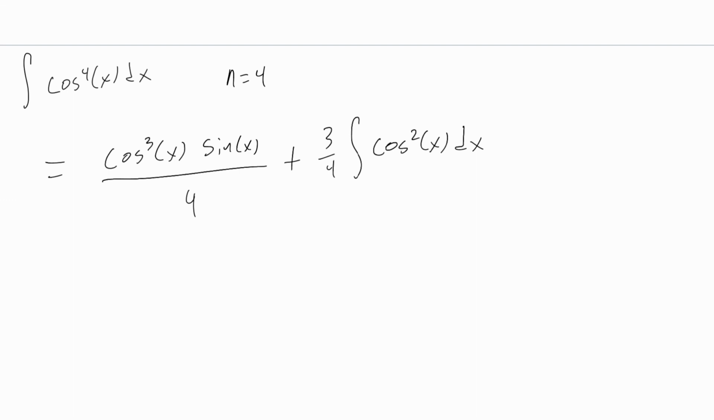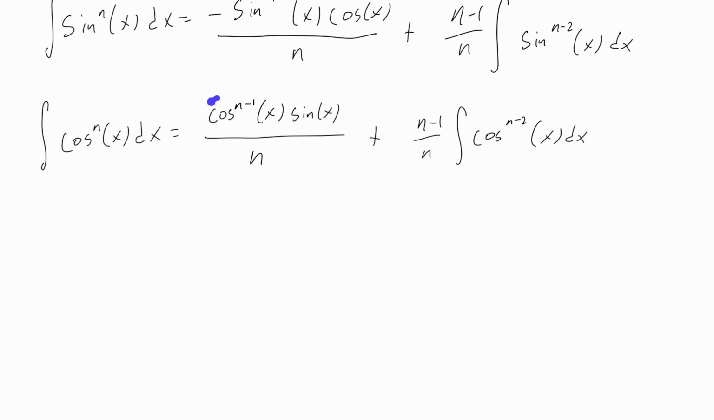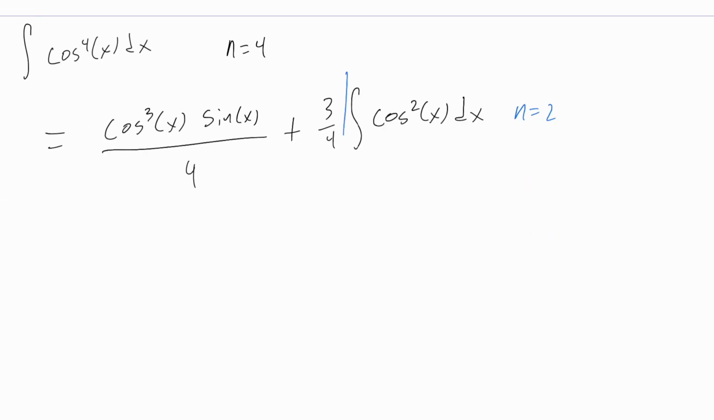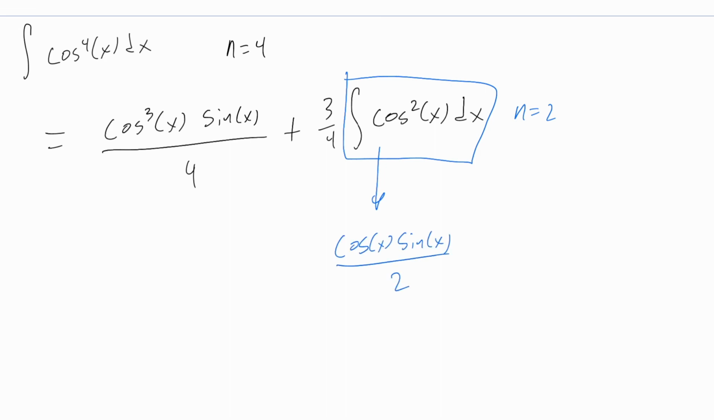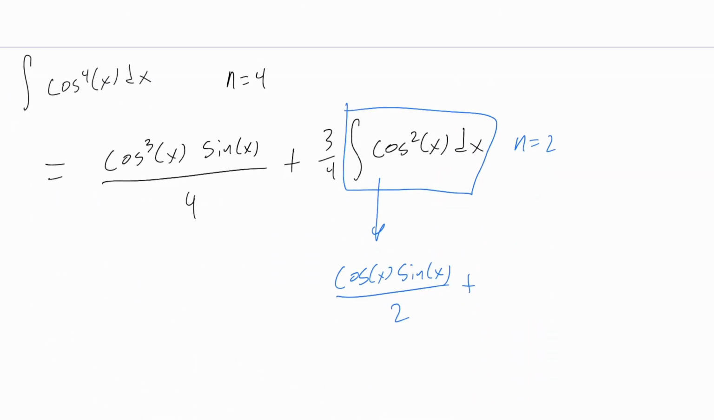And again, to solve this integral of cosine squared, we could use double angle formulas, cosine squared equals 1/2 times 1 plus cosine of 2x, or we can apply our reduction formula again, this time with n equals 2. So if I come back up and look at my reduction formula, this gives me cosine to the 2 minus 1, so that's just cosine of x times sine of x over 2, plus n minus 1 over n, which is 1 over 2, and then cosine to the n minus 2, that's cosine to the 0, and anything to the 0 power is 1. So I get plus 1/2 the integral of 1 dx.